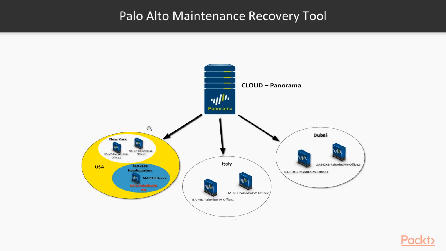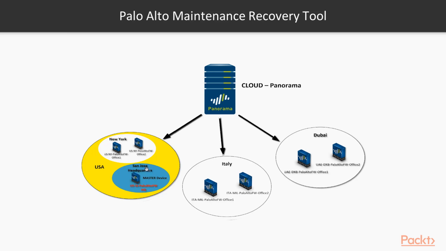Okay, let's take a look at our scenario. It's very straightforward. You have here a central Panorama server or a central Panorama appliance, and it's running in the cloud, and you can select any cloud provider, AWS, Azure, etc. We have our main site, and this is the circle in yellow, which is in the USA. We have an office in New York. We have two firewalls in this New York office. We also have a San Jose location, which is our headquarters.